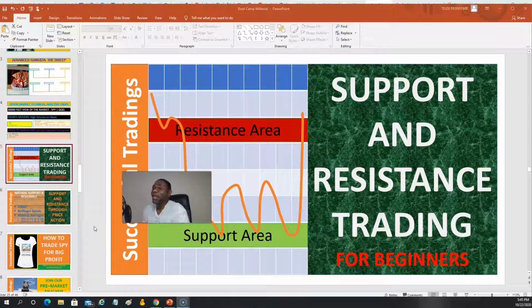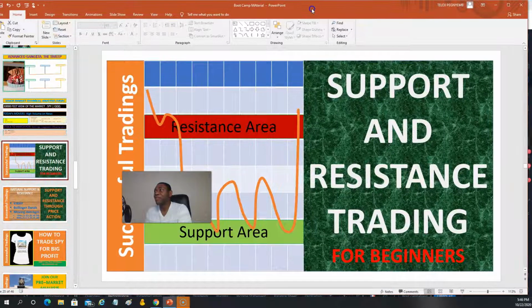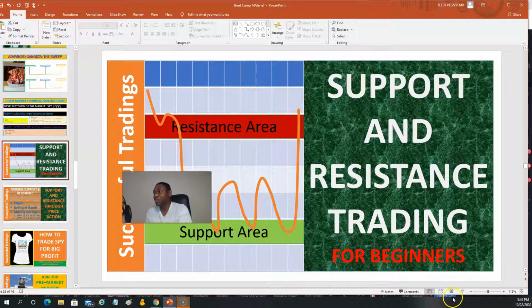Alright, very good. So let's start. We will prepare a few slides on here, but definitely we will spend time on our TradingView charting tool to talk about the topic of support and resistance trading here in today's video. So for us, let's go to what is support and resistance.